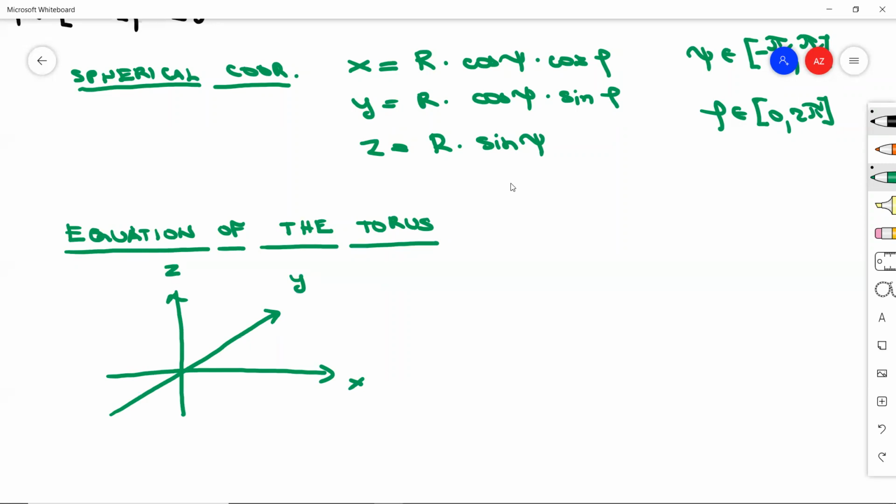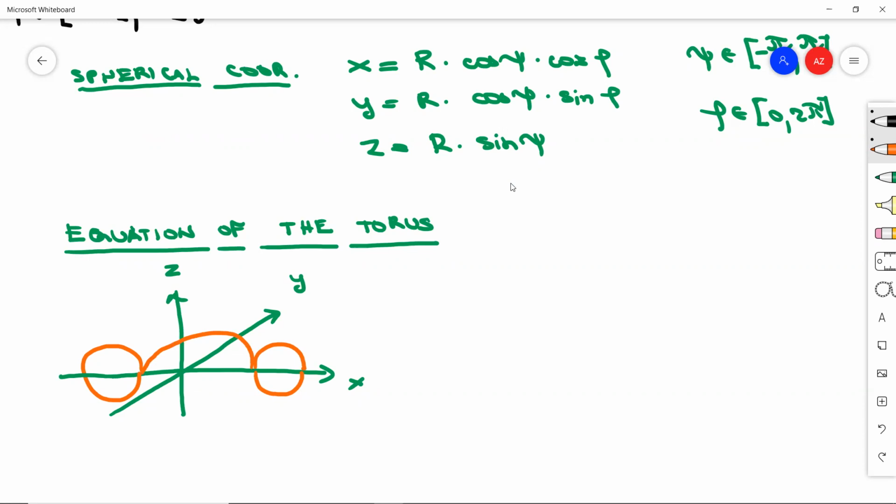And I will draw a torus here in XZ. So I will draw just the intersection of the torus with the XZ plane. The intersection of the torus with the XZ plane will be a circle, on one side and also on the other. And then we rotate this circle around the Z axis, and what we get are circles.